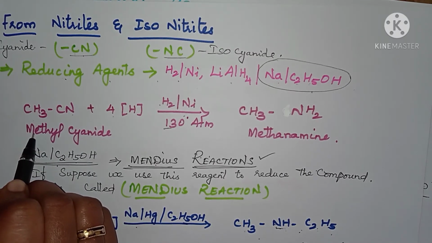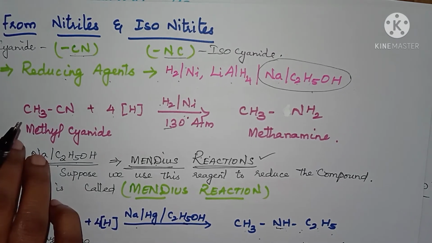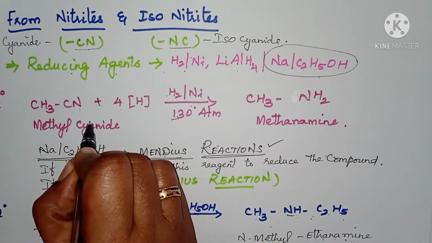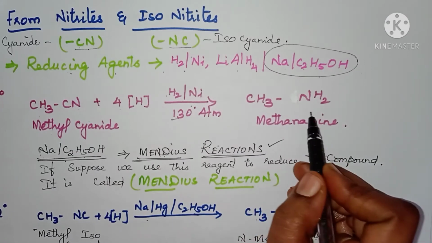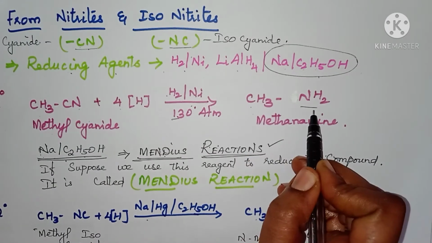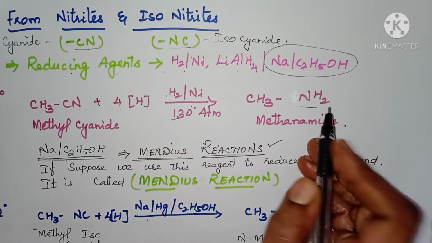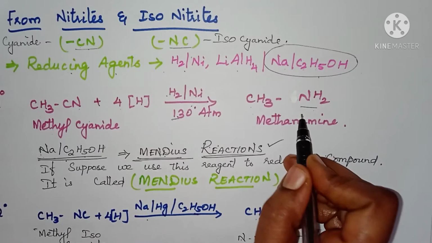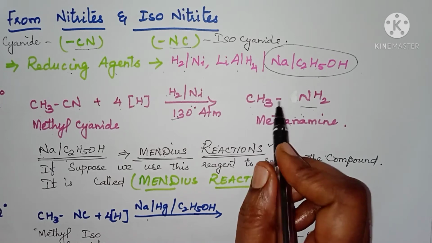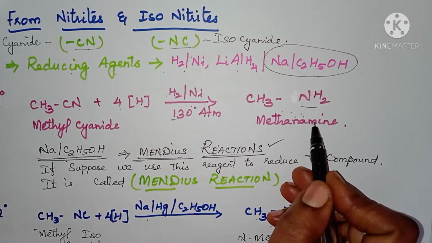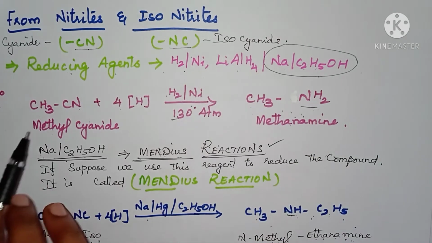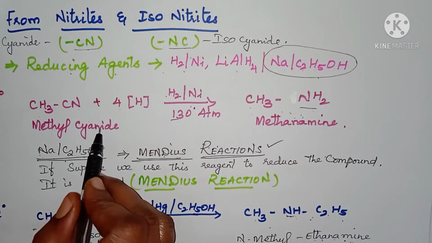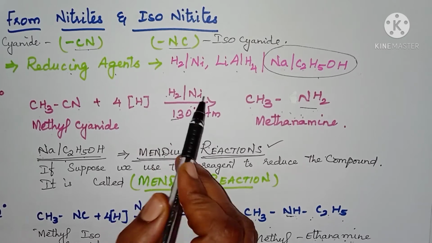CH3CN is nothing but methyl cyanide. So it gives a primary amine. It is called primary amine. Methyl cyanide is converted into methanamine. It is the amine group with the methyl group. Methyl amine also we can say. Methanamine is its IUPAC name. I have already explained the IUPAC naming of amines in my first video, so you just go through that. Okay, now come to this point. Here methyl cyanide is converted into methanamine through the reduction process. What we are using is H2 over Ni.